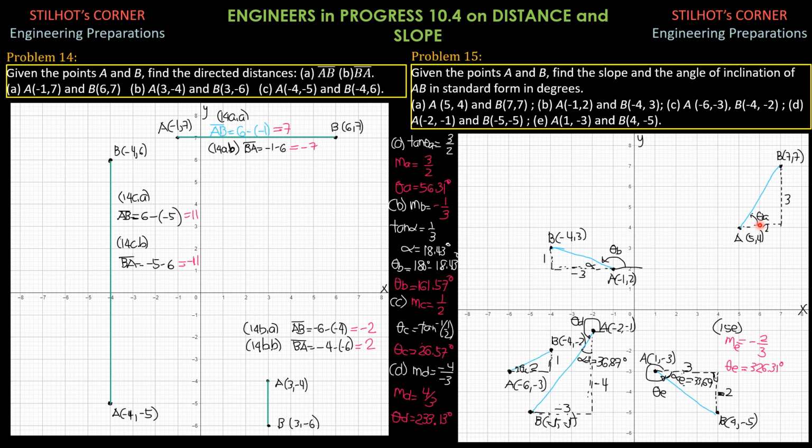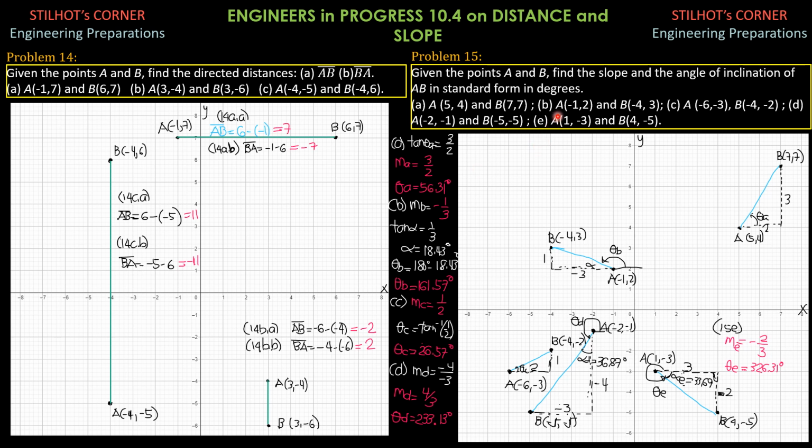So from the figure, tangent theta A is positive 3 halves. And tangent of theta is 3 halves, so theta is the inverse tangent of 3 halves. So you'll get 56.31 degrees. So the slope of part A is positive 3 halves, and this is the angle.